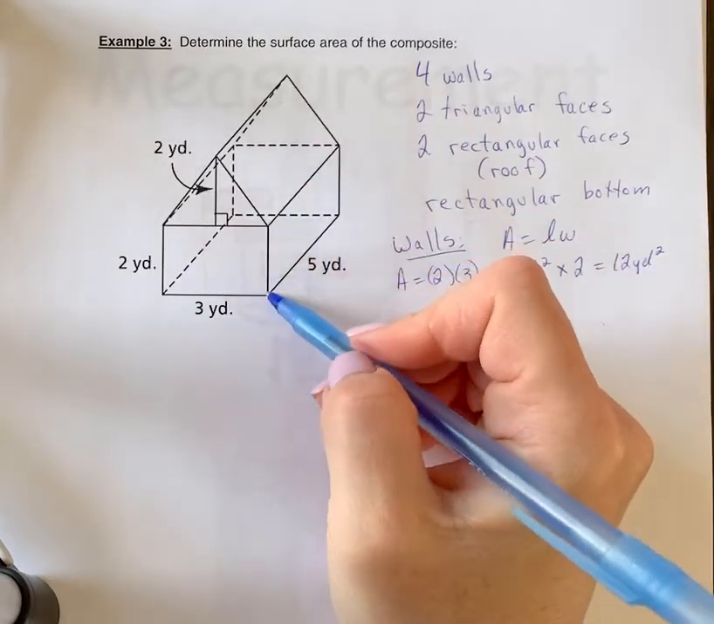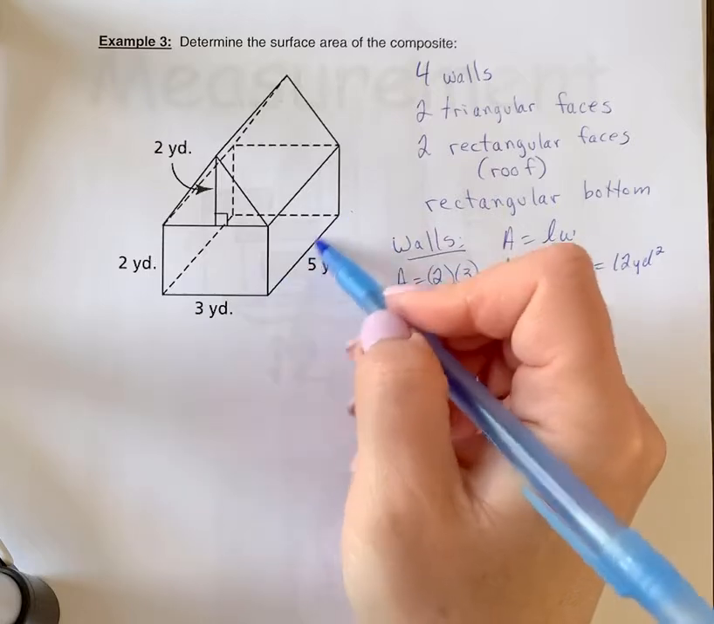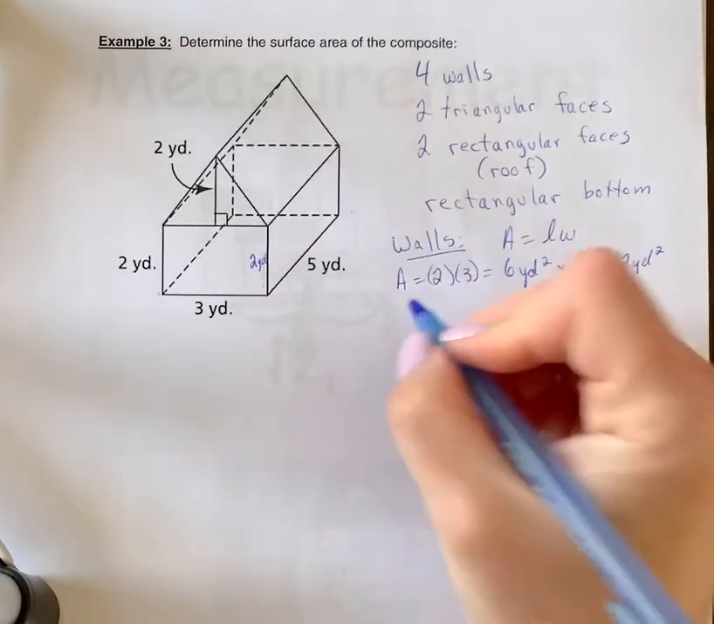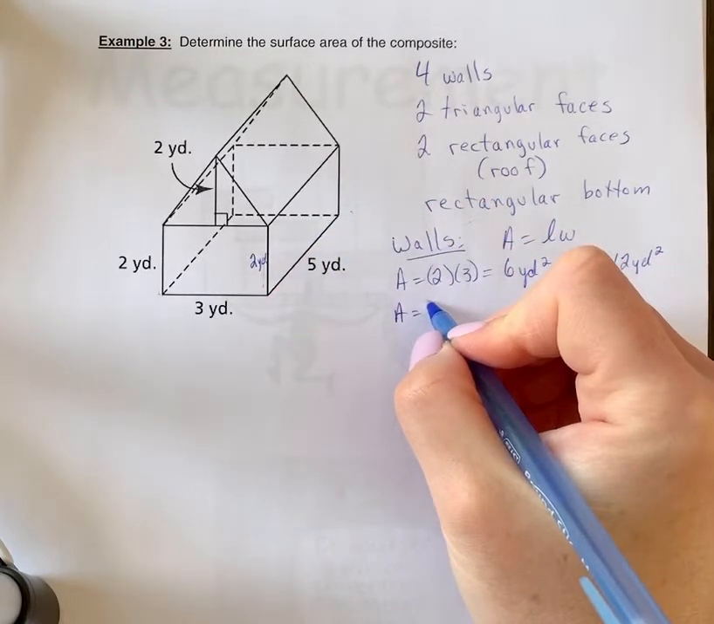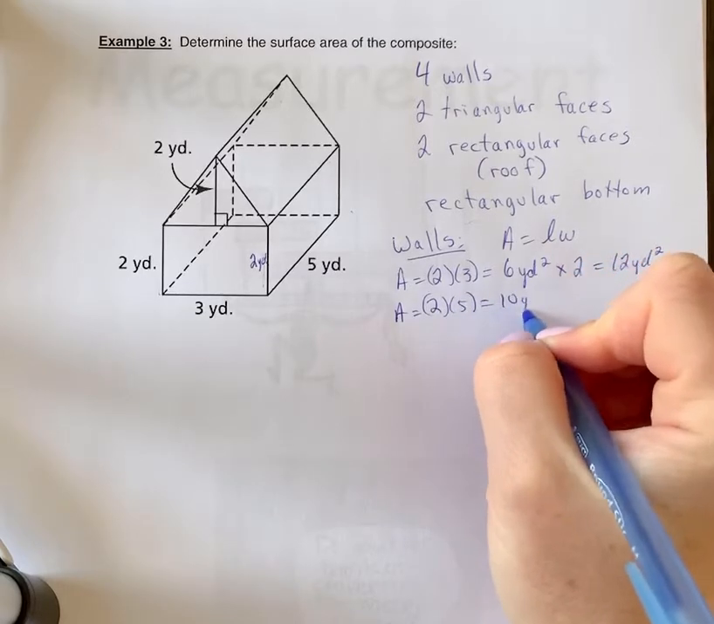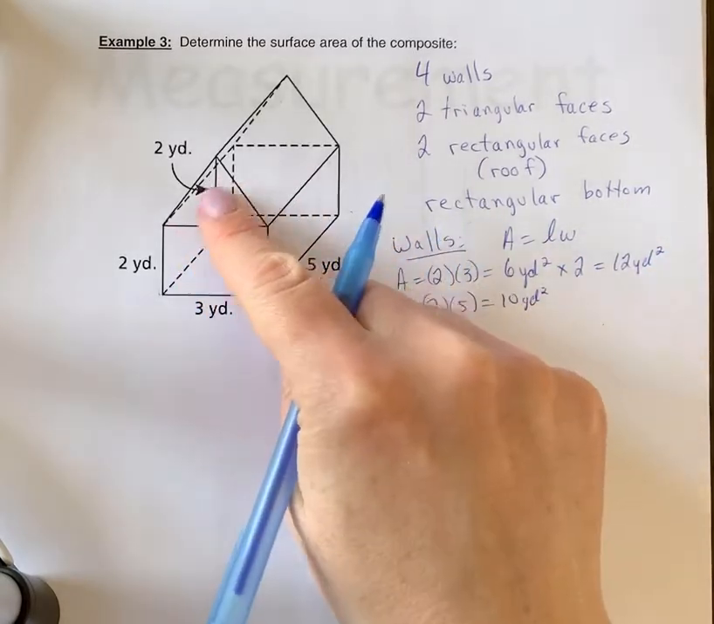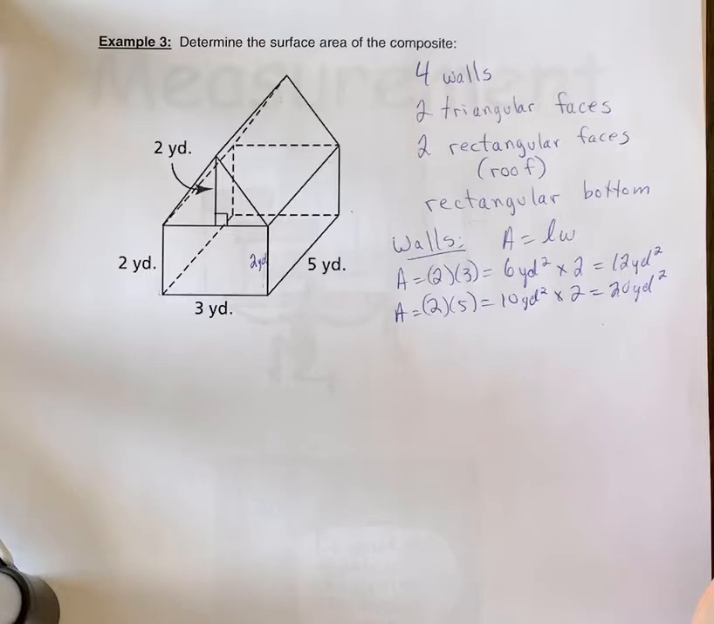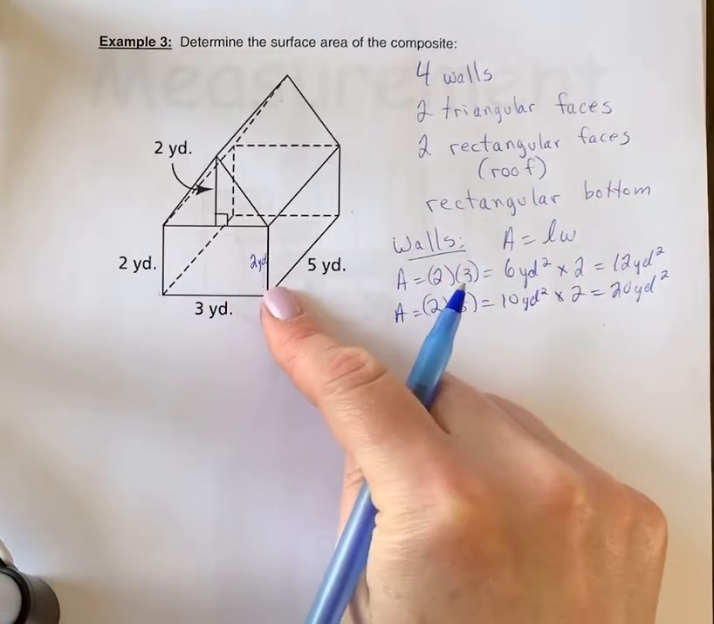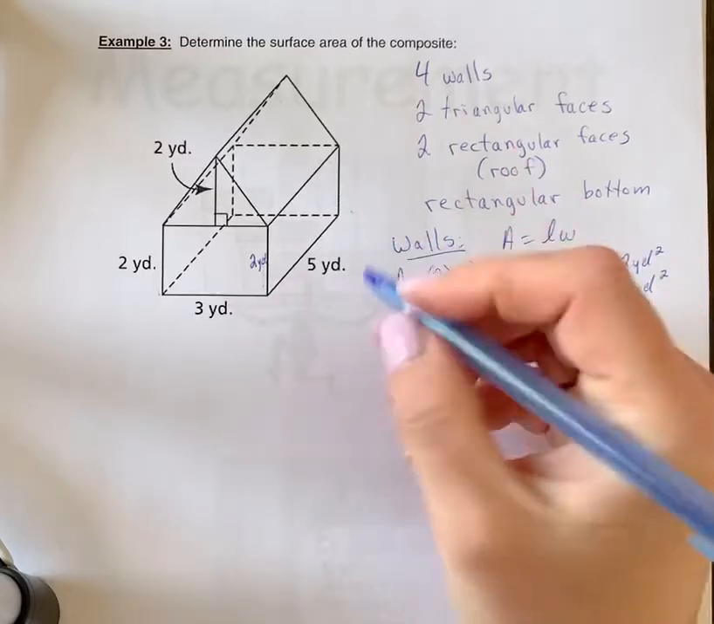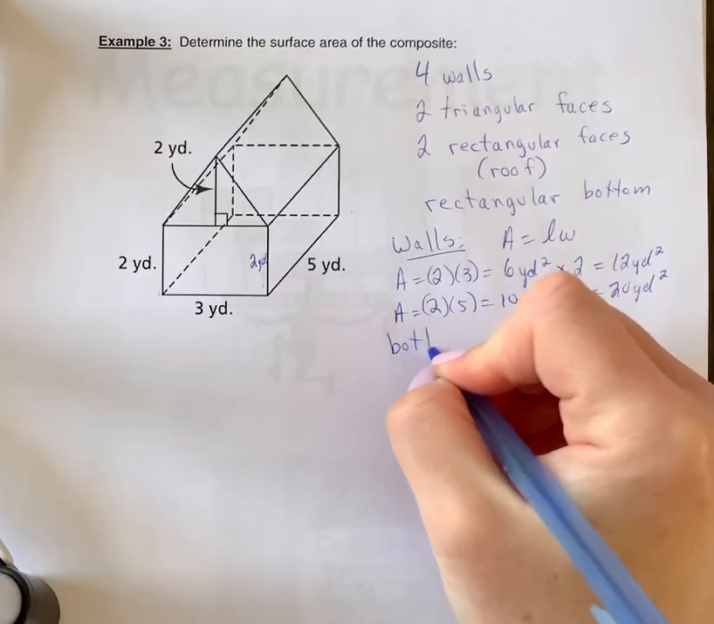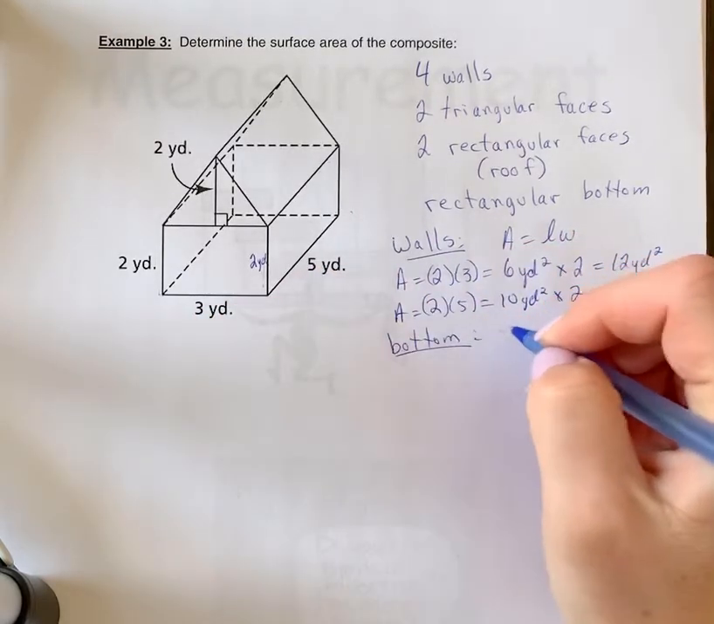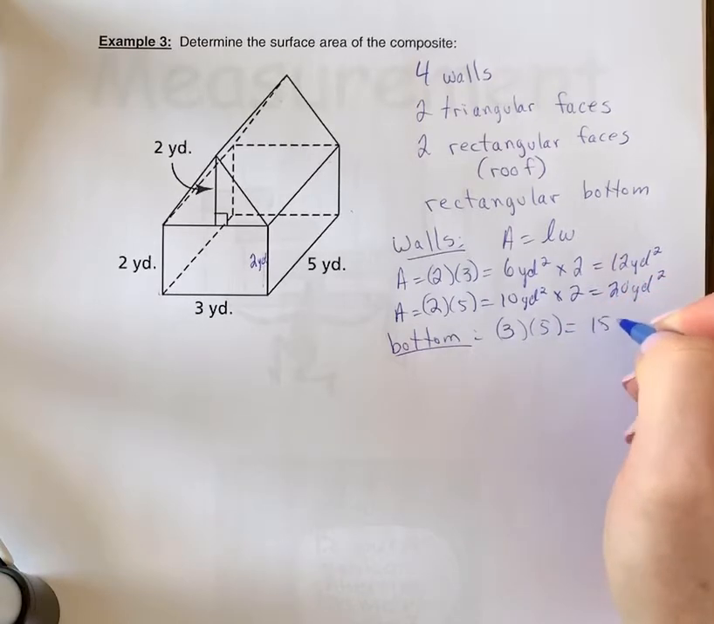Let's look at these long walls here. So this is going to be 5, and if this distance is 2, this is also 2. We can even write that in here if you want. So we also have 2 times 5, so we have 10 yards squared. That's for this wall, but it's also over here. So we have 2 like that, so we double that to get 20 yards squared. And even though I wrote this last, it just makes sense since I'm looking at this bottom part. Let's do the bottom, because area is length times width. So 3 times 5 is 15 yards squared.